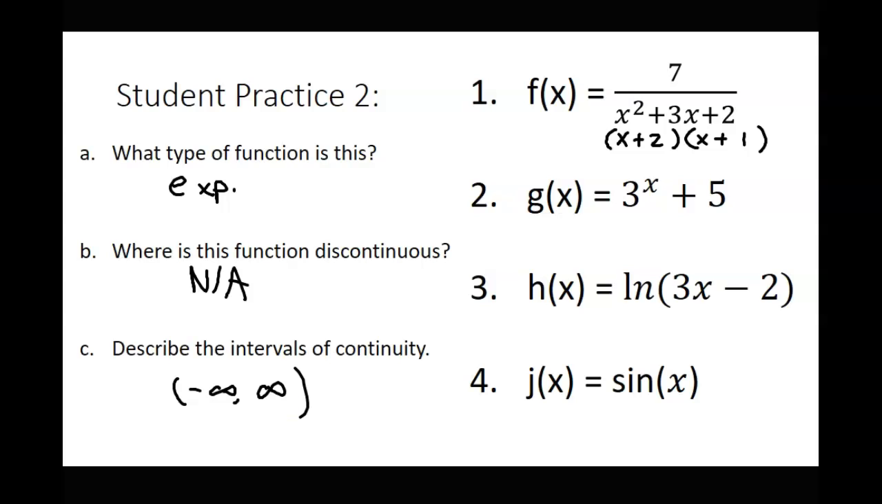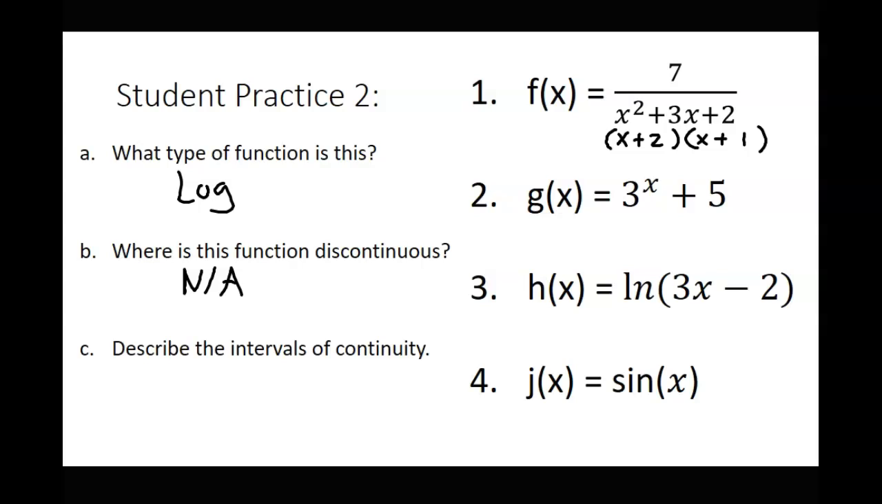Orion, what kind of function is the third one? Good. It's a log function. And Caitlin, where is this one discontinuous? There are no discontinuities. Now you might be tempted to say, oh, that means it's continuous everywhere. Well, it's continuous everywhere it actually exists. But log functions have an asymptote which kind of blocks where they actually exist.